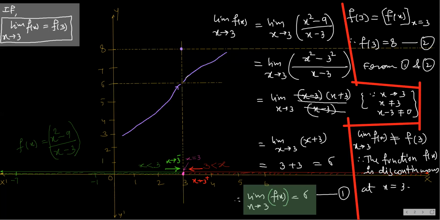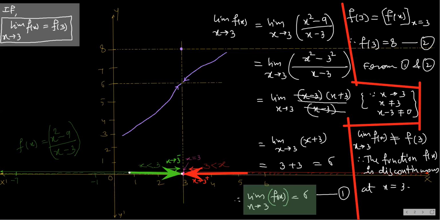See, the function has a limit 6 from either side. From either side, the function is approaching 6. That's why its limit is 6. When x tends to 3 from the right, the function is approaching 6. And when x tends to 3 from the left, the function is once again approaching 6.